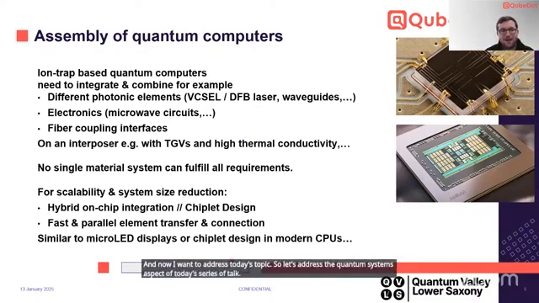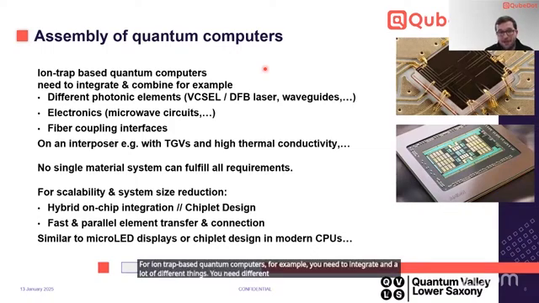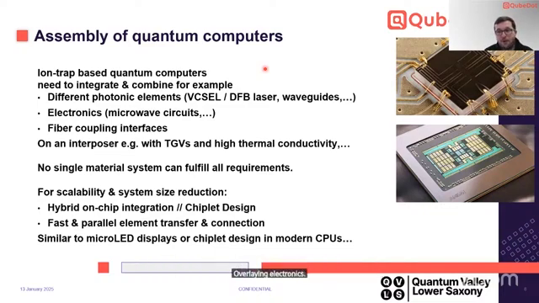Specifically, I will address ion trap-based quantum computers. For ion trap-based quantum computers, for example, you need to integrate and combine a lot of different things. You need different photonic elements. Might it be VCSELs, might it be DFB lasers, might it be waveguides, might it be also emitting elements like LEDs.